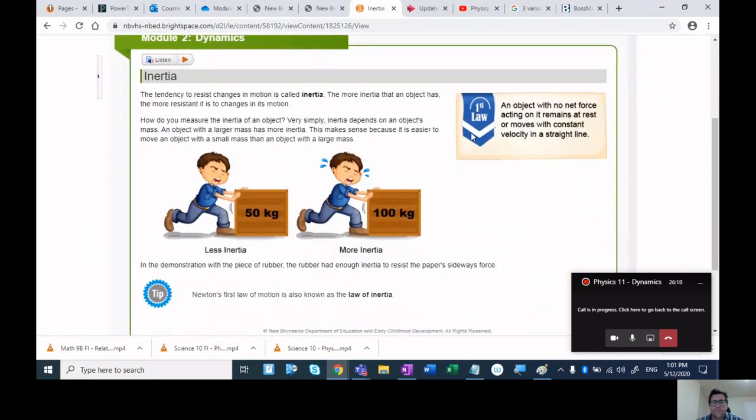Next. Inertia. So again, first law is inertia. Tendency to resist changes is called inertia. I don't know if that's the word I would have used. I would have said the tendency for an object to continue its movement. To resist also is the point of view. The more inertia an object has, let's listen to the girl.